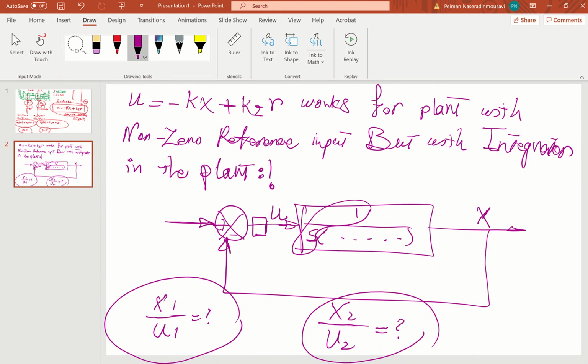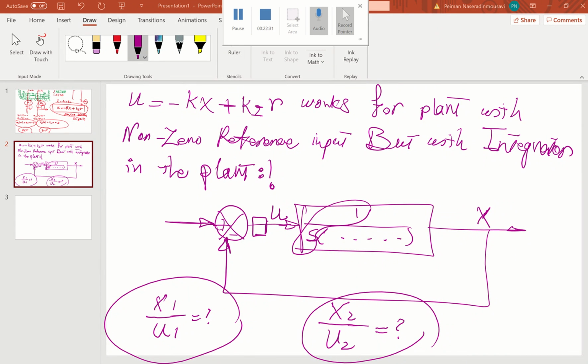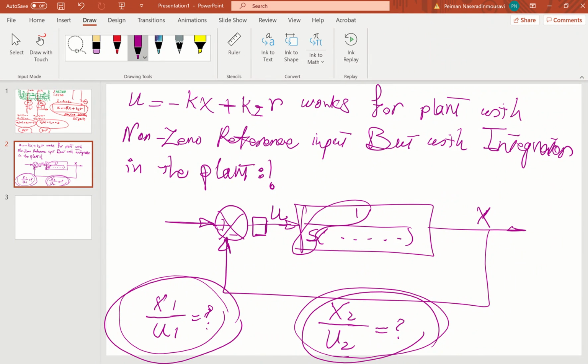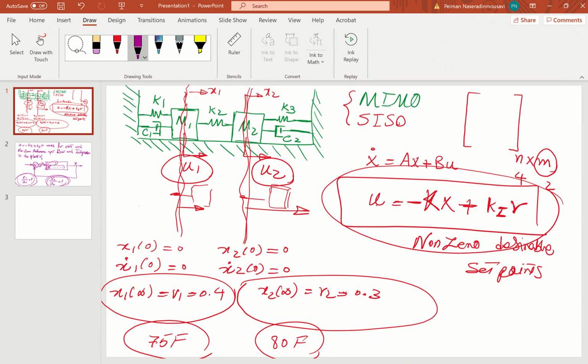After finding this, you will see that there is no integrator for each of them. And don't forget, when you are finding this, you have to apply the superposition principle. If you want to calculate x1 over u1, assume there is no u2. When you calculate x2 over u2, assume there is no u1. Please do it as homework, and you will see there is no integrator. So what's the solution to this, guys?